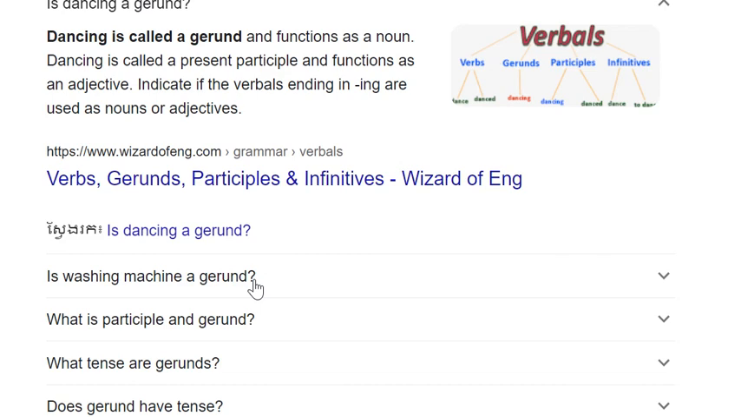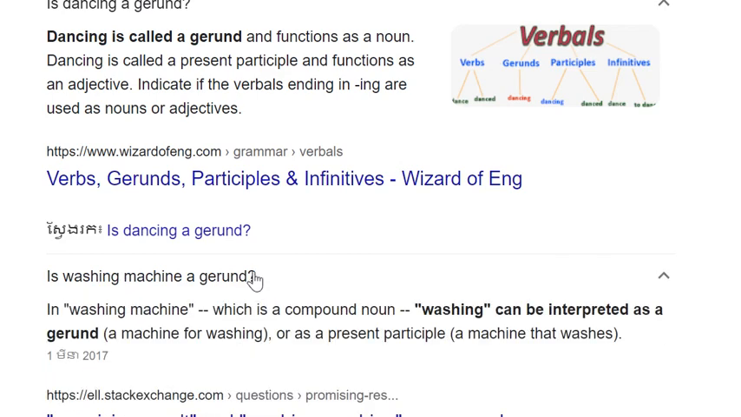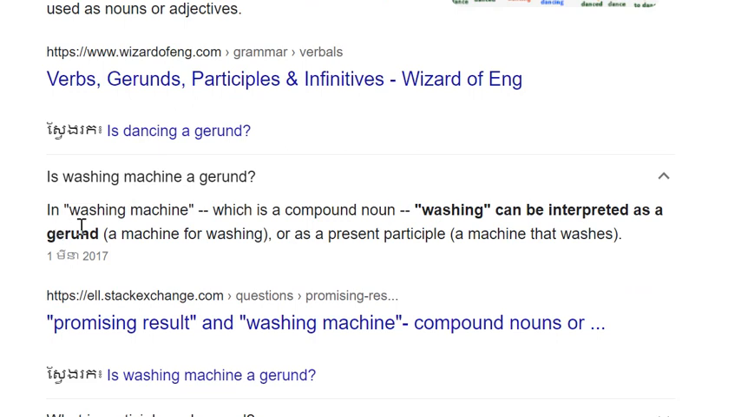Is washing machine a gerund? In washing machine, which is a compound noun, washing can be interpreted as a gerund, a machine for washing, or as a present participle, a machine that washes.